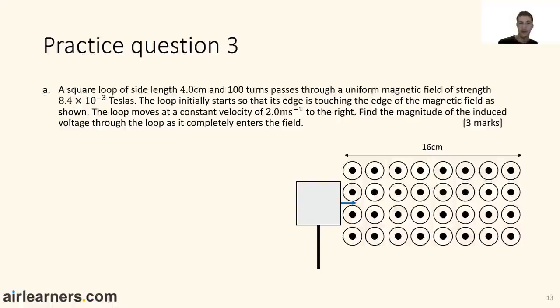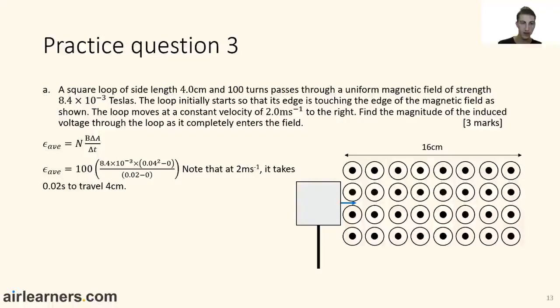Well, now that you've had a go at that question, what's the answer? Well, a little bit of a longer process. We can use this formula, ε equals N multiplied by B multiplied by the change in A divided by the change in T. So we're just substituting the change in flux for B times the change in A. And we pop in all of our values. So it's a square loop, and that loop has side lengths of 4 centimeters.